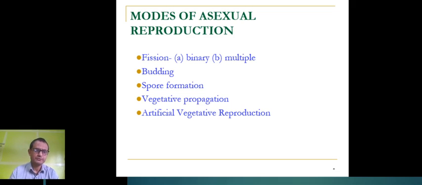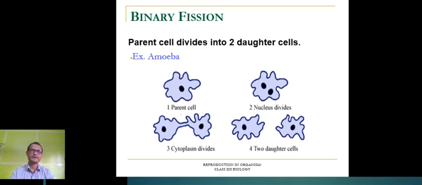Now there are different modes of asexual reproduction. From your syllabus, five different types are mentioned: fission, which is a kind of asexual reproduction, then budding, spore formation, vegetative propagation, and another interesting thing, artificial vegetative reproduction in the case of plants. So let us discuss this elaborately.